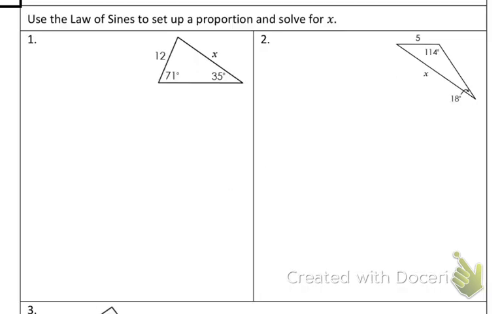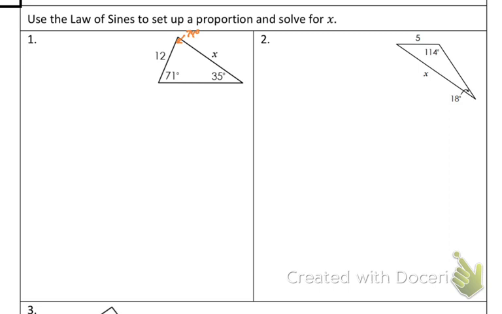So I have 1 and 2. Now I said the very first thing you should do is find that third angle. First step is always find that third angle. What is that third angle? Mason? 74. 74. Did anyone else get 74 degrees? We're good with 74 degrees? All right. So we have 74 degrees there.